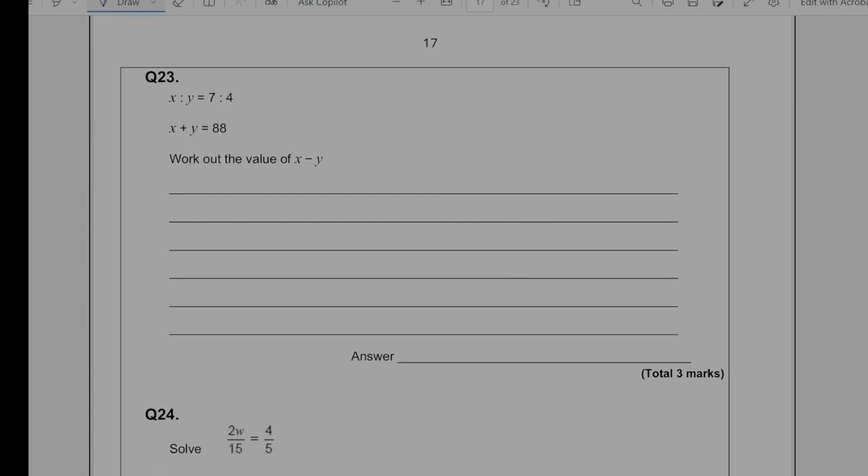Okay, question 23. The ratio x to y is 7 to 4, x plus y is equal to 88. Work out the value of x minus y. Okay, the language of this has been designed to try and catch us out a little bit. So let's look at this in a bit more detail. So x to y is in the ratio of 7 to 4. And we know that the total of the 2 is 88. So we want to split 88 into this ratio.